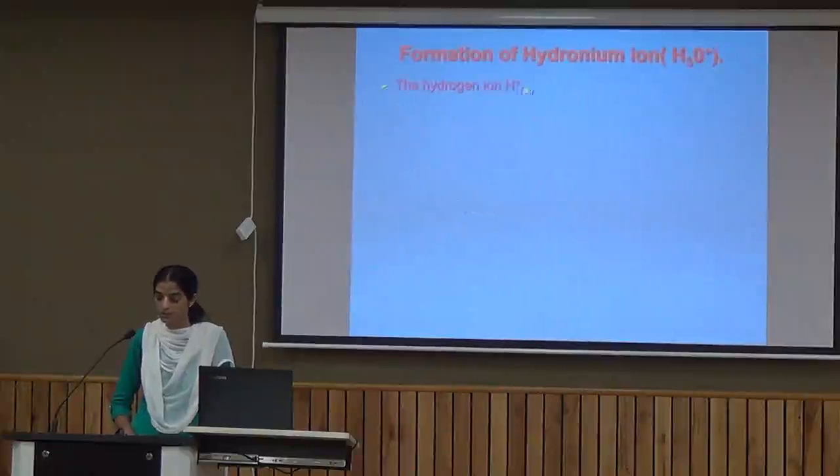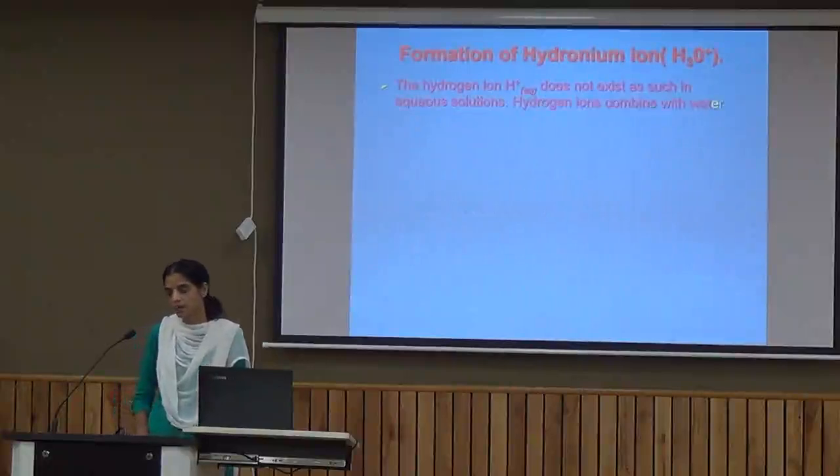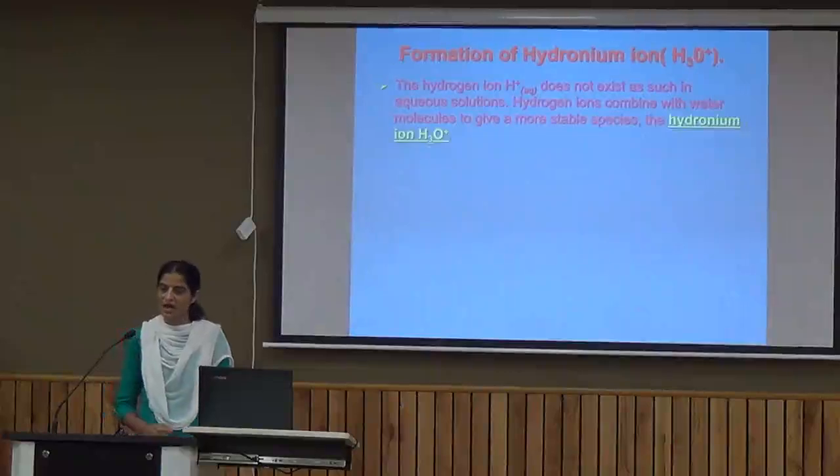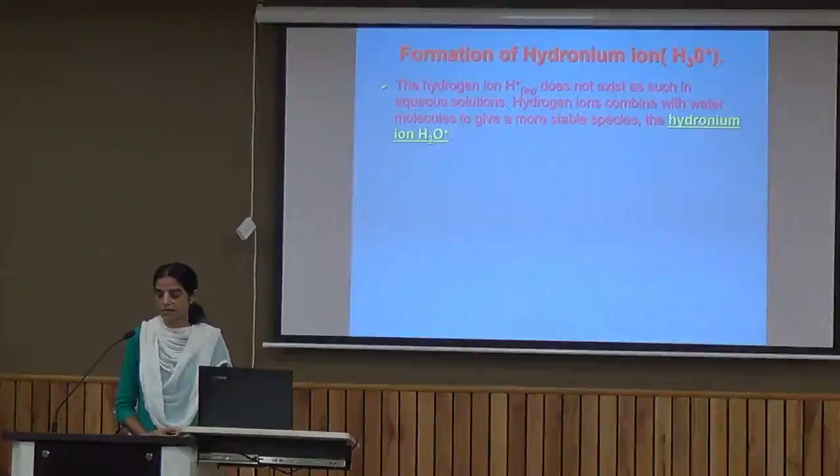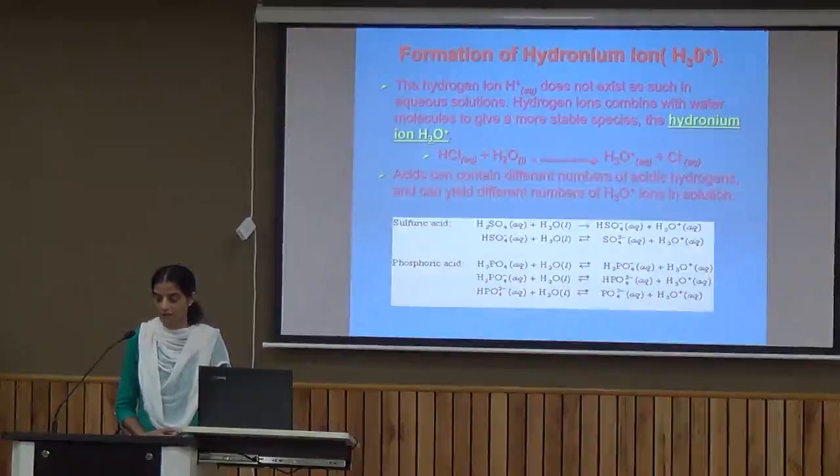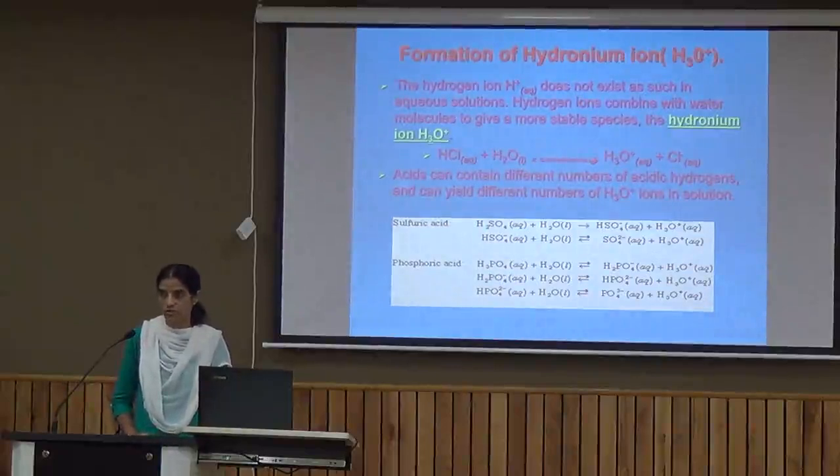Now next we see how hydronium ion is formed. Children, you all know when acids are placed in water, they result in formation of hydrogen ions. Now these hydrogen ions are not capable of independent existence in aqueous solutions. So what do they actually do? They combine with water molecules to give more stable ions, which are called hydronium ions. If you see this slide carefully, you see that hydronium ion is represented by the symbol H3O+.